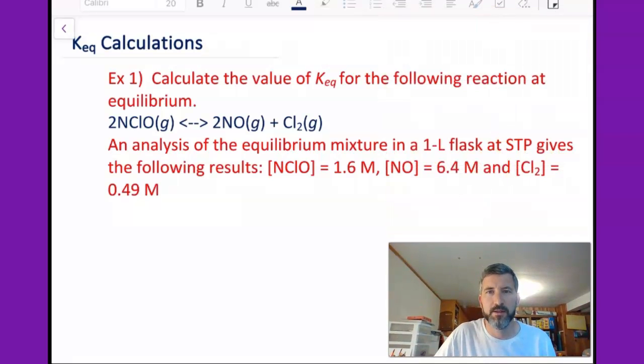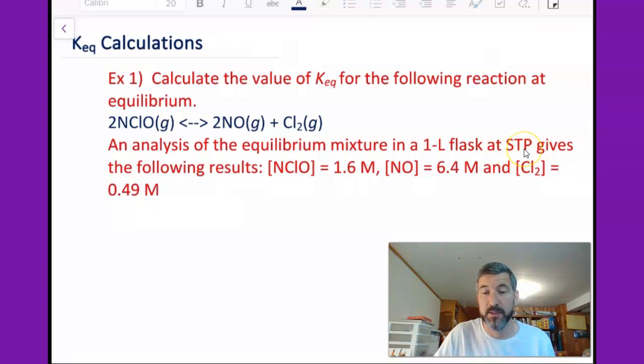Let's go ahead and talk about calculating KEQ and using KEQ in calculations. So we're going to start with a little practice problem here. We have this reaction, find the KEQ given the information. It says an analysis of the equilibrium mixture in a 1 liter flask at STP.